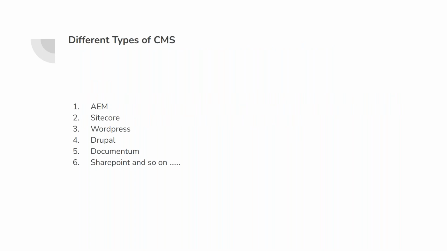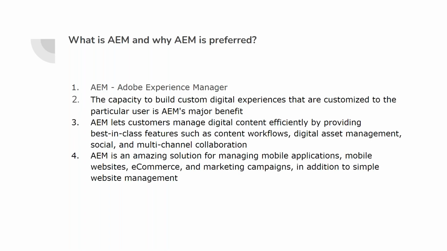As you already worked on WordPress, as you were saying before, that's also one of the CMS. So similarly to WordPress, you have different kinds of CMS. AEM is one of the preferable CMS, and then we have Sitecore, WordPress, Drupal, Documentum, SharePoint. All these are content management systems that a company will use based on its need. But nowadays, the most preferred CMS tool is AEM. So these are the different types of CMS we have.